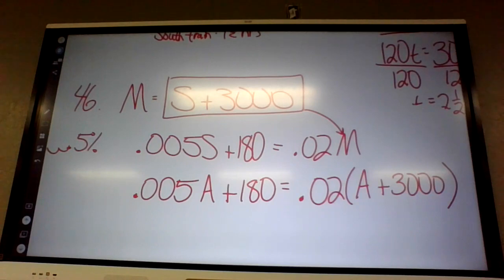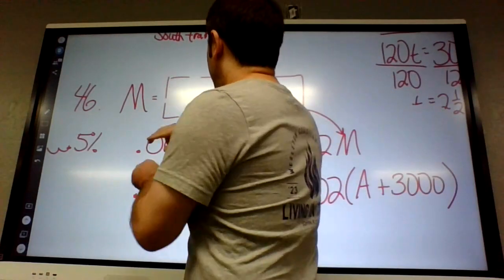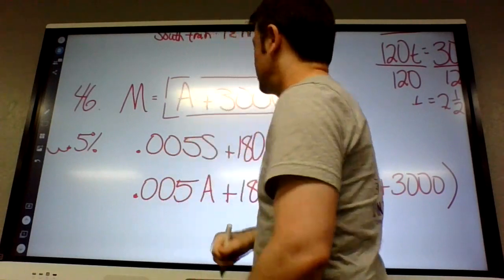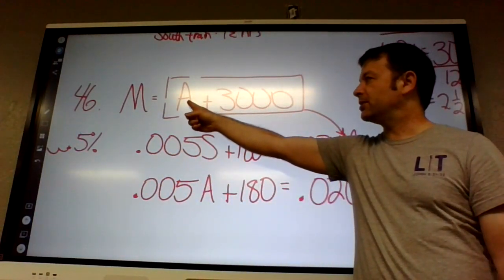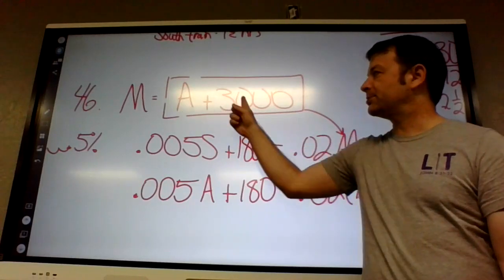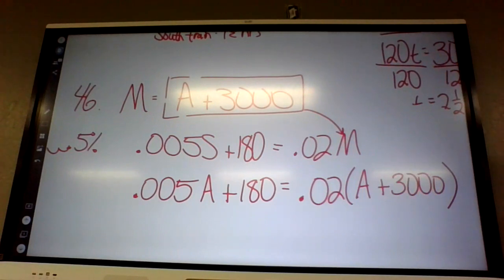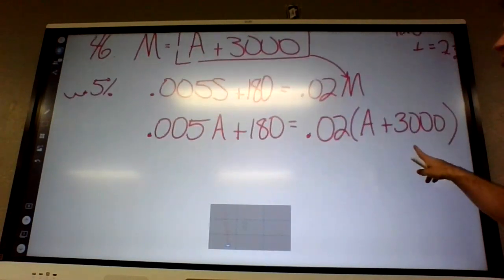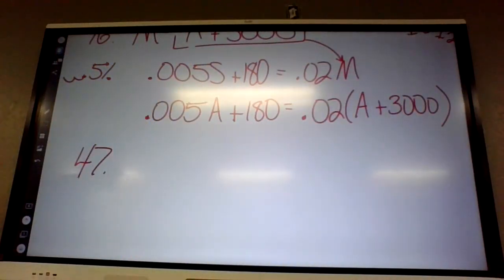Once you get A, is that the answer? Well, that's one of the answers, but they probably want both, so how do I find the M? Plug in your S or A, whatever letter you use, plus 3,000, that will give you the money market account. Toughies, those are toughies, huh?